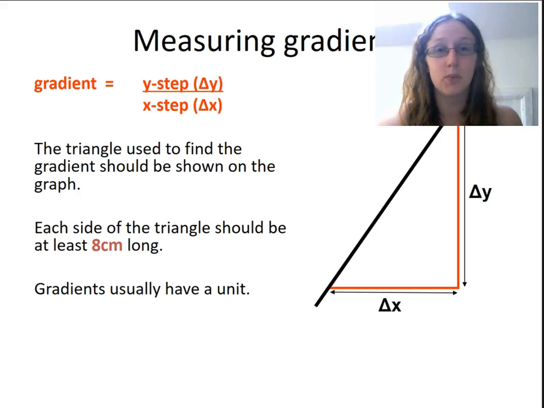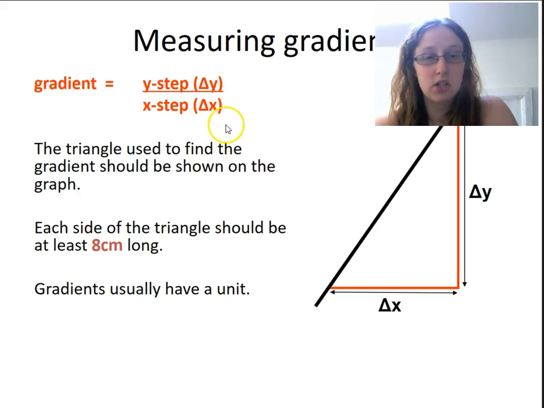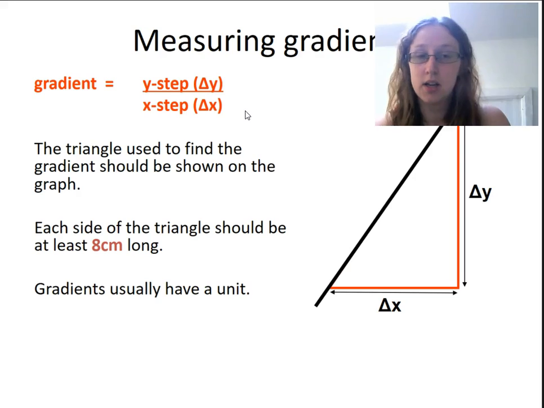Right, and your gradient will have a unit as well, and it will just depend on what you plotted on your axes. So, when we calculate the gradient, you can see that we do change in y over change in x. So my unit will be whatever the unit of y is, divided by the unit of x. So that's all you need to do to figure out the unit of your gradient. Easy peasy.